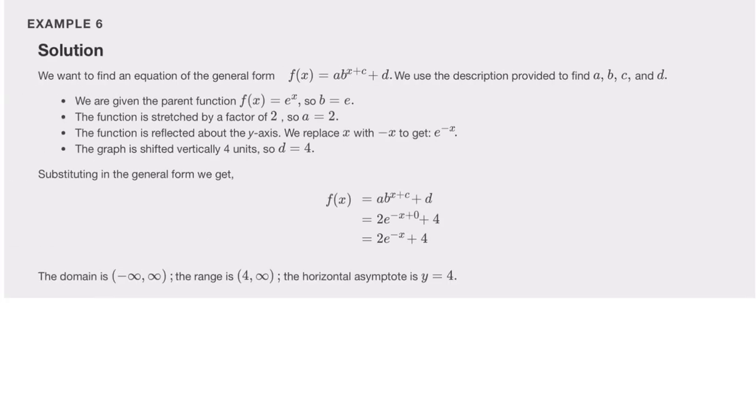Now, I kind of like how they did it here, where they had the general form of the exponential function, f of x equals a times b to the power of x plus c plus d, and then they just identified each component based on the description given. The parent function was e to the x, so the base, b, was e. I like how they did that. I thought it was interesting.